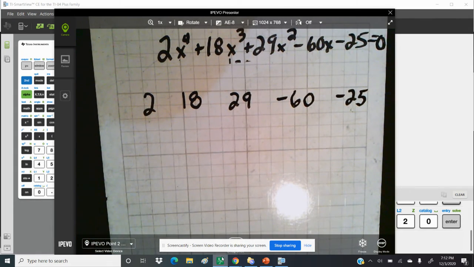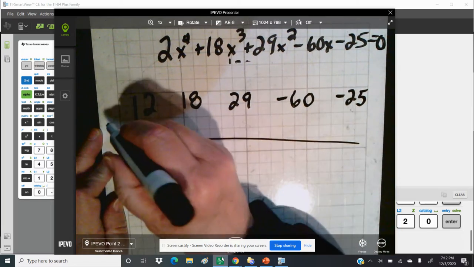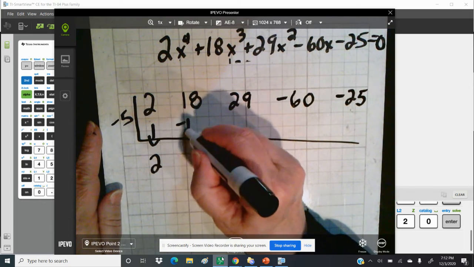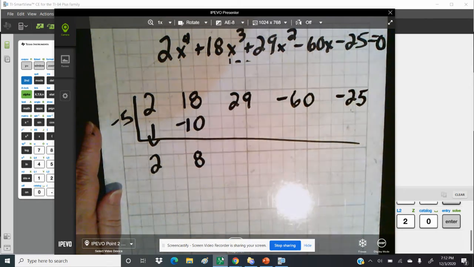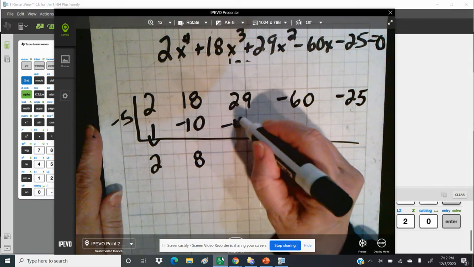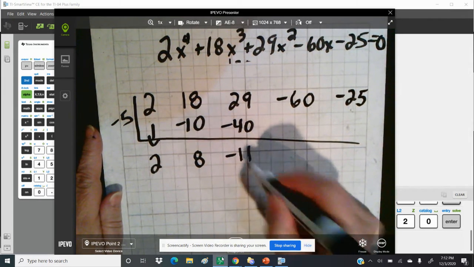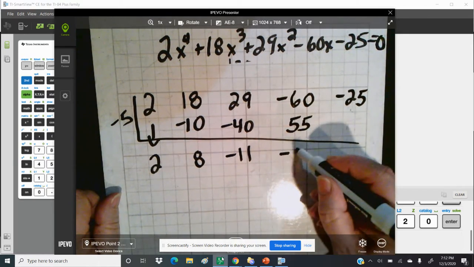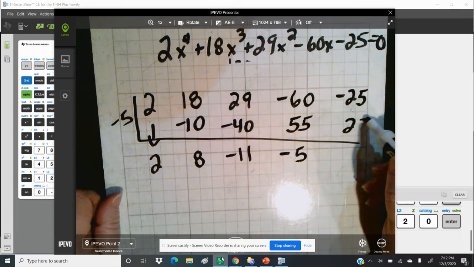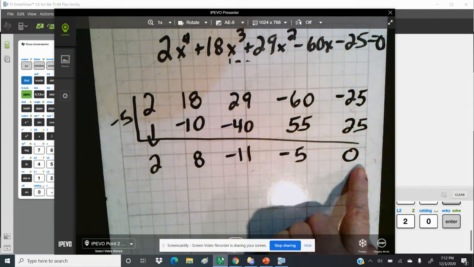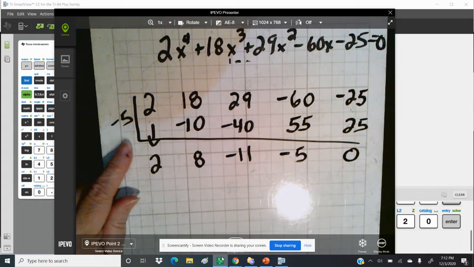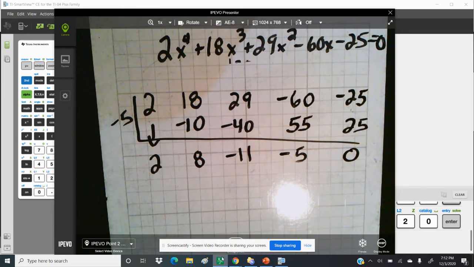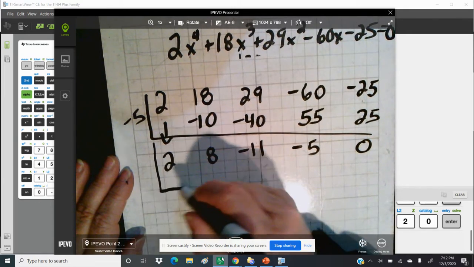All right. So I'm going to go -5. I'm going to bring down the 2. I'm going to multiply. I'm going to add. I will multiply. I will add. I will multiply. I will add. I will multiply. I will add. This must be a 0 because we've determined that -5 is a root. So if you don't get 0 here, then you must have done something wrong. I'd go back and check my math. But I know that it is a root an even number of times.